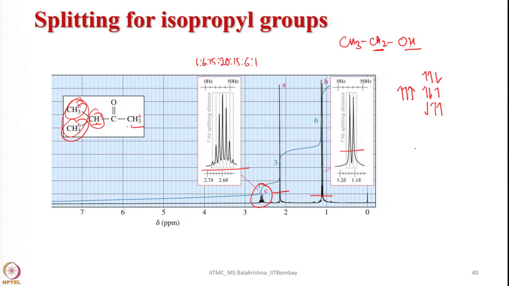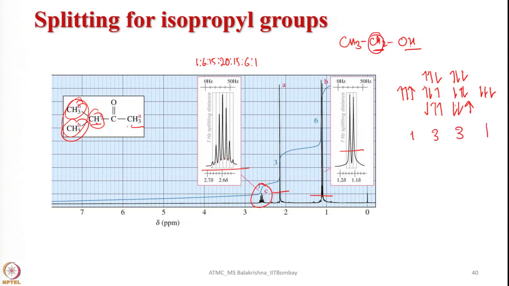So, this is one set, 3 are there. And now, what happened? 1 is like this, 2 are down, and then one down up like this, or like this and like this. You cannot have anything else. Now we have all the 3 down like this. So now if you see 1:3:3:1, so that is the reason.